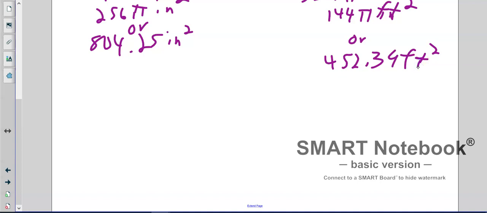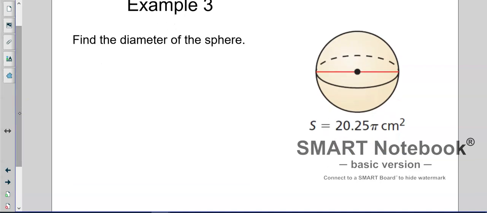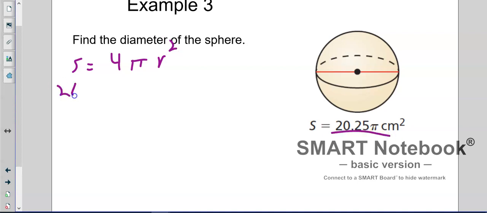Okay, like I said, pretty basic formula. Find the diameter of the sphere. Well, we know the surface area, okay? So we just need to work backwards. So remember, surface area is 4 pi r squared. So we know the surface area, so we're going to put it in here. 20.25 pi equals 4 pi r squared.